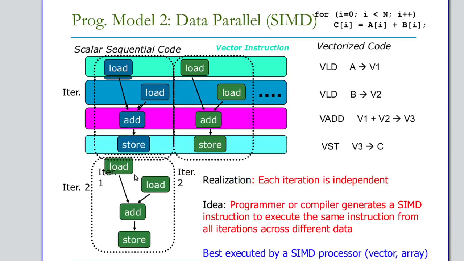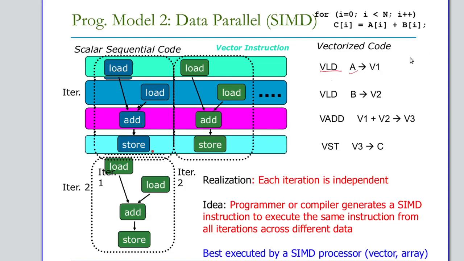Now let us see something about data parallel. What will happen in data parallel? What was happening in your iterations? You were having load A, load B, add and store. In the next iteration also load A, load B, add and store. So we can vectorize it. We can load a vector. The whole vector A can be loaded, subject to the size of the vector register we have.